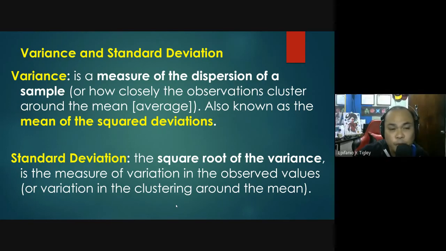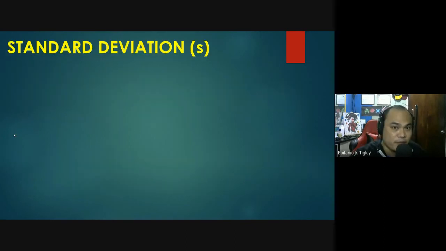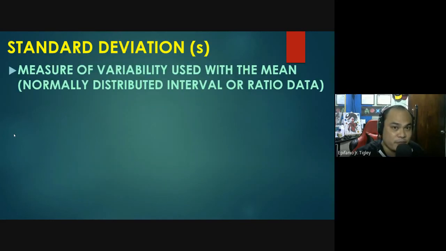Both are simply related with clustering around the mean, but the variance is solved first. You need to solve the variance first. After solving the variance, you can solve the standard deviation. So take note, I cannot have SD without having variance. This is our formula. Measure of variability used with the mean.